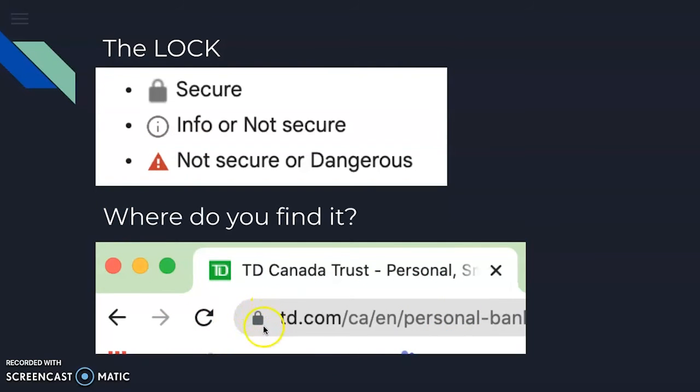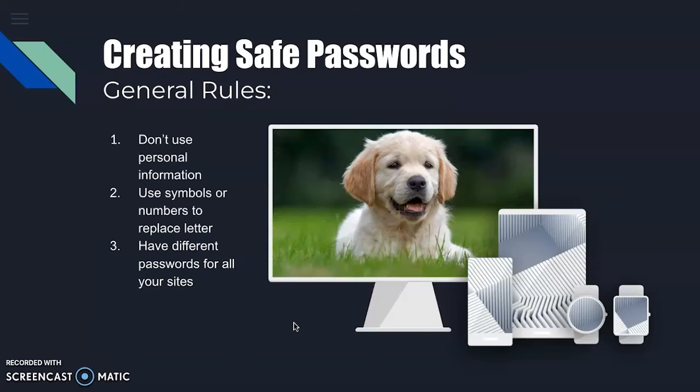You've got your little lock here because TD Canada Trust is a bank, so you want to have that secure banking lock there. If you have one of these other symbols, so if you have an I, then it's not secure, and especially if you have this red triangle with the exclamation mark, that is an unsecure site. Do not put your personal information in there. So tip number 1, look for the lock.